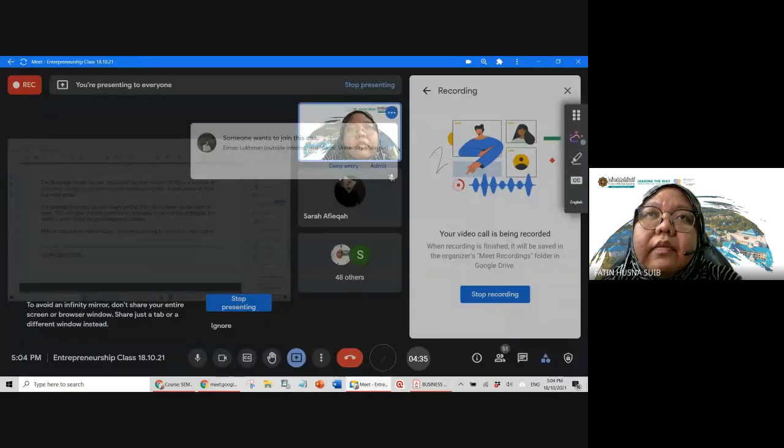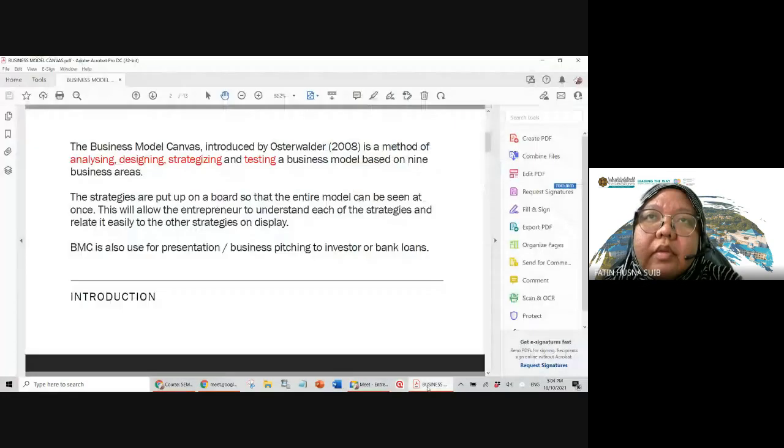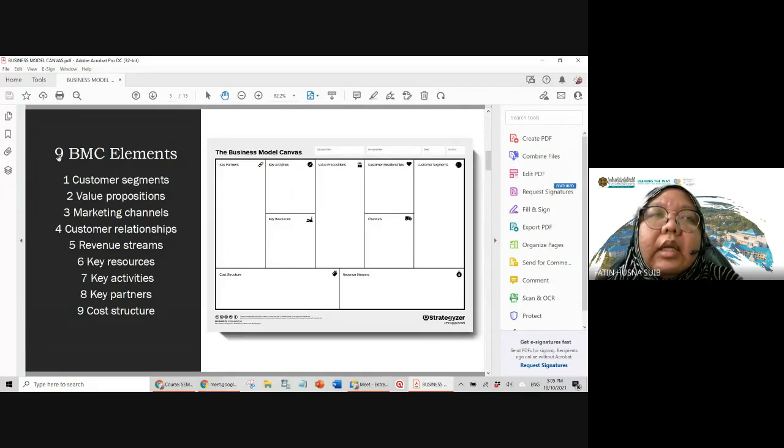Okay, if you are very serious about your business, wanting to get funds from outside, from the government, you can actually use BMC for your pitching, for your business presentation. Business pitching means to pitch your idea, to present your business idea. So basically, there are 9 business elements, BMC elements. We are going to start with customer segment first. Basically, when you are doing BMC, we start with customer segment, and then from customer segment, we go to the value proposition.